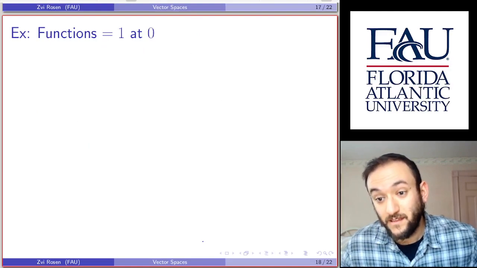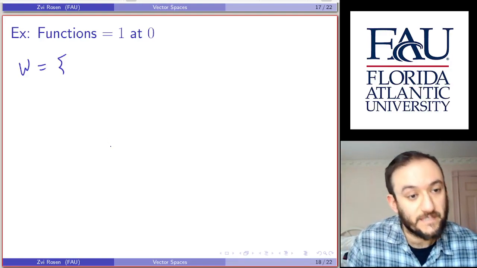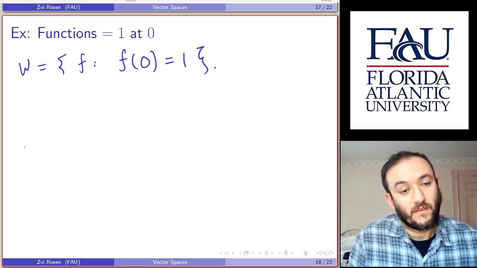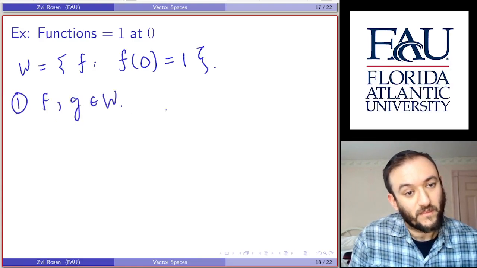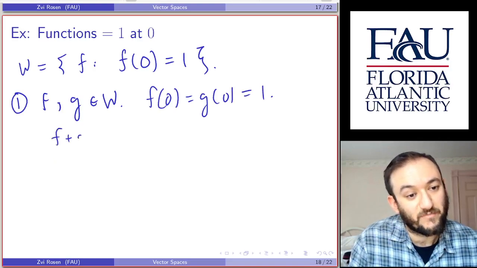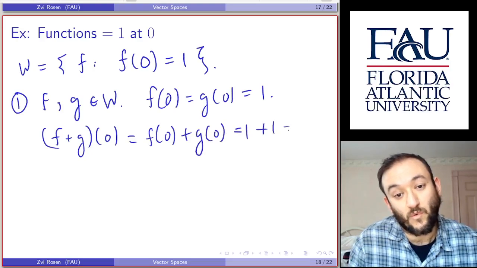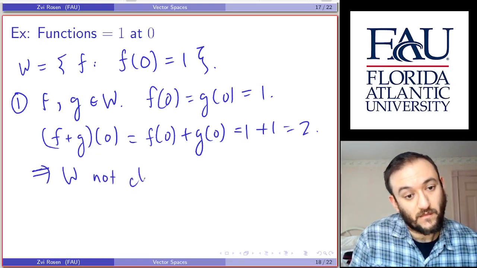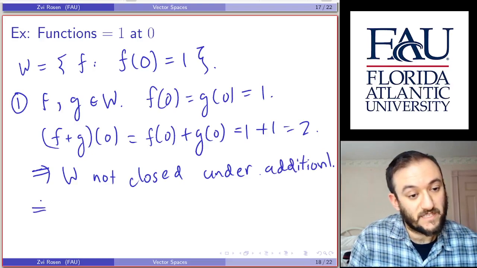Okay, how about functions which are equal to 1 at 0? So W is a subset of the same vector space we were talking about before, the space of real-valued functions. Now we're looking at f such that f of 0 equals 1. Right away I can tell this is not a subspace, because if I take f and g both in W, then f of 0 equals g of 0 equals 1. When I add them together, (f plus g) of 0 is f of 0 plus g of 0, which is 1 plus 1, or 2. So the sum of these two functions no longer lives in W. This means that W is not a subspace.